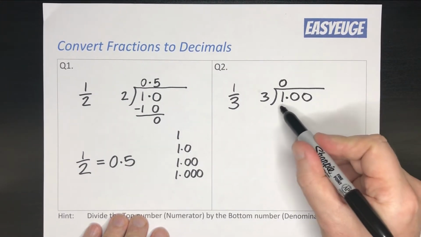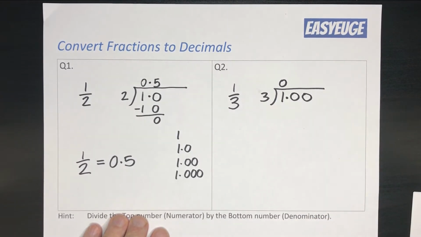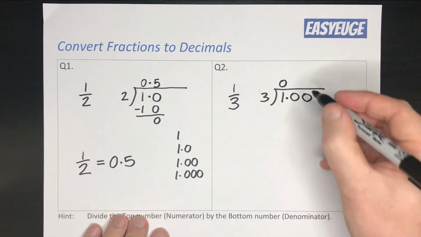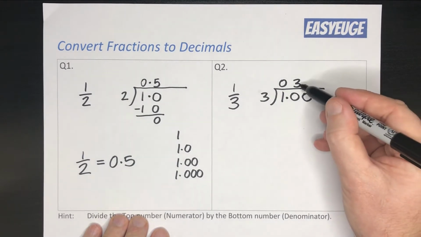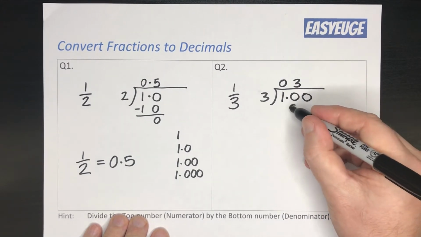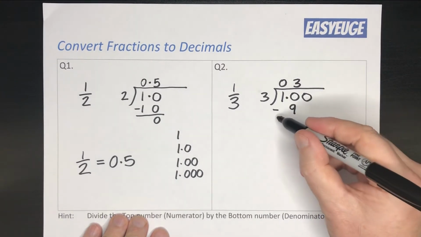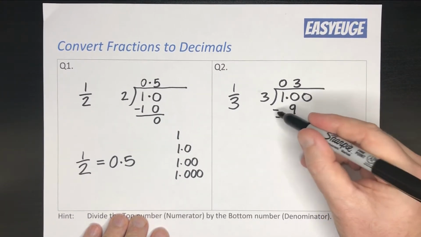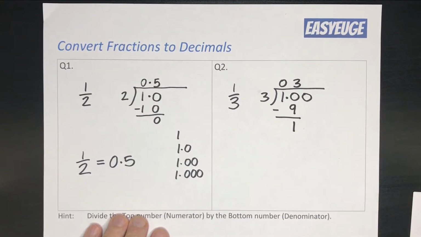The 1 and the 0 now become 10. Will 3 go into 10? Yes, it will. 3 will go into 10 3 whole times, because 3 3s are 9. So let's do the check to work out the remainder. 3 3s are 9. And let's do the subtract to work out the remainder. 10 take away 9 is 1. Okay, we've 1 left over.